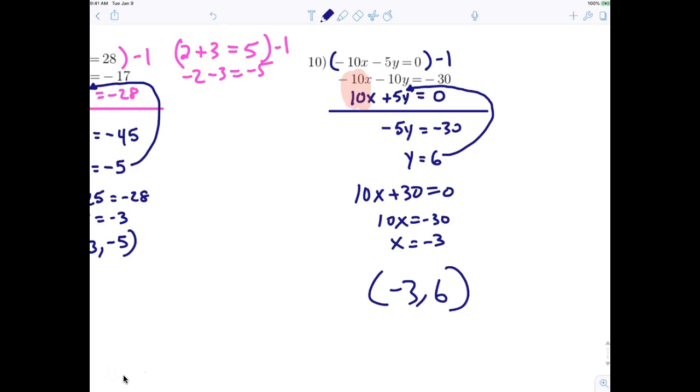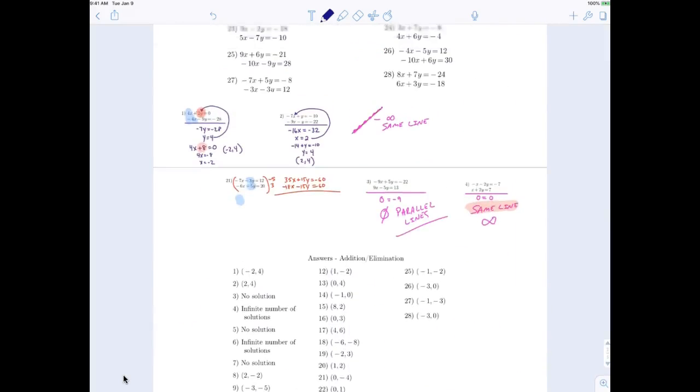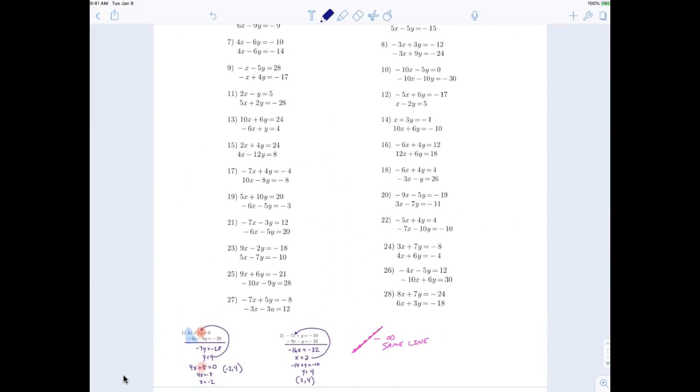Now I need to grab the next tricky question. So for the next tricky question, we're going to grab 11 and 12.